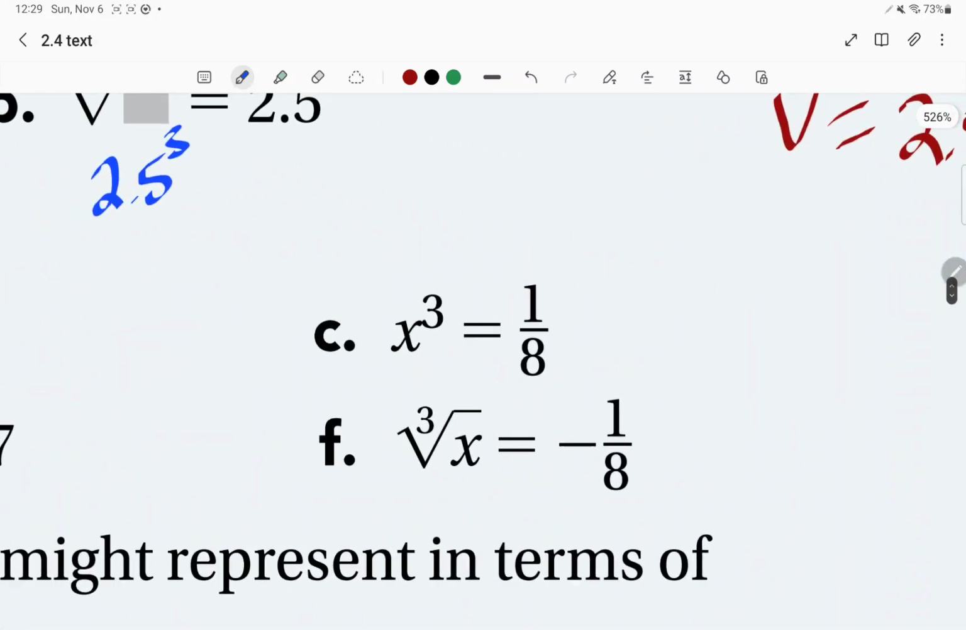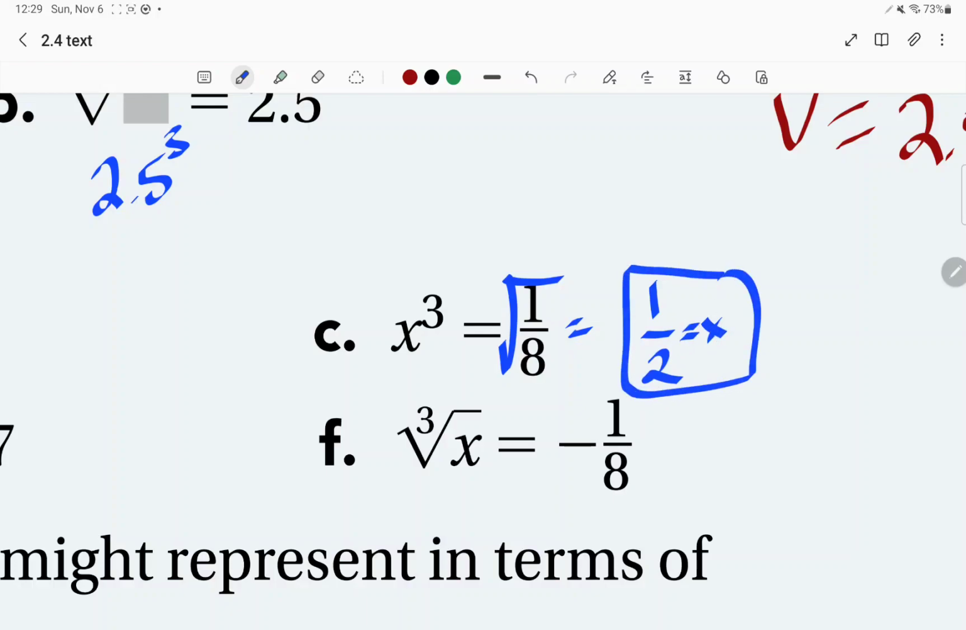Part C, this could be a little bit tricky, but again, if you're asking what number times itself will give me 1/8, that's like taking the cube root of 1 over 8. So the cube root of 1, that's 1, and the cube root of 8, that's 2. So x has to be equal to 1/2.